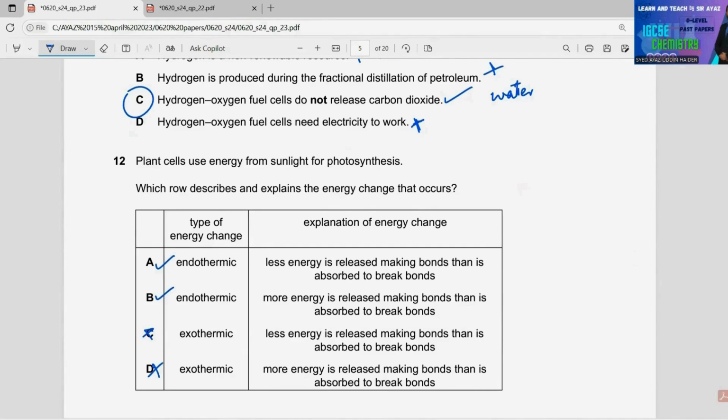Now explanation of energy change. Endothermic means less energy is released making bonds than is absorbed to break bonds. So A must be the right statement because less energy is released. If you compare it to the energy needed for breaking bond as well as for making of the bond, in breaking of the bond, more energy is needed than the energy released in making the bond. So A must be the right answer in this case. B is also incorrect.